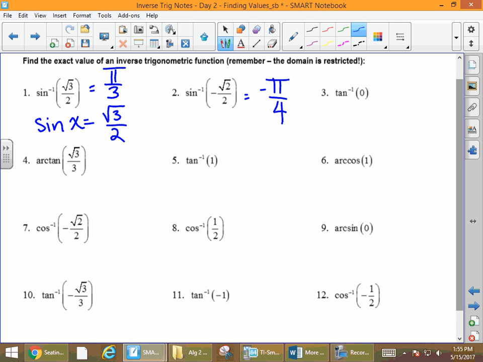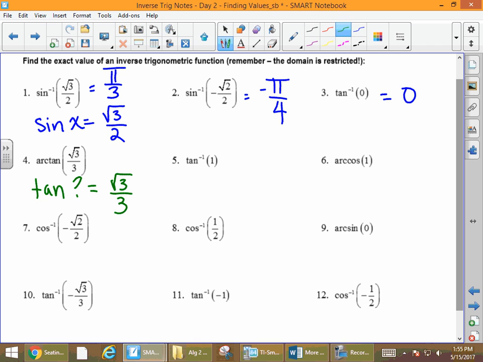Inverse tangent of 0. Well, the inverse tangent of 0 is 0. What angle of tangent has a value of 0? There's a 0. So we continue on, and we have lots of them in our notes today. But once again, this simply is saying tangent, and I probably should write a question mark, tangent of what value equals radical 3 over 3.